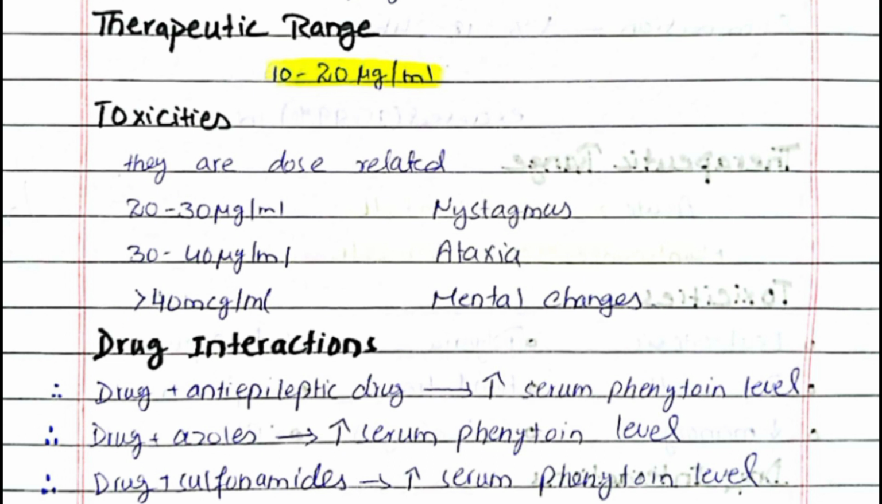and it should not exceed the therapeutic range. And when talking about drug interactions, if phenytoin is given with anti-epileptic drugs, they will ultimately raise its level in the body. So the drug concentration of phenytoin in serum will rise. Similarly, if it is given with azoles, it will also lead to increased phenytoin levels in the body. And if the drug is given with sulfonamides, it also increases the serum level of phenytoin in the body.